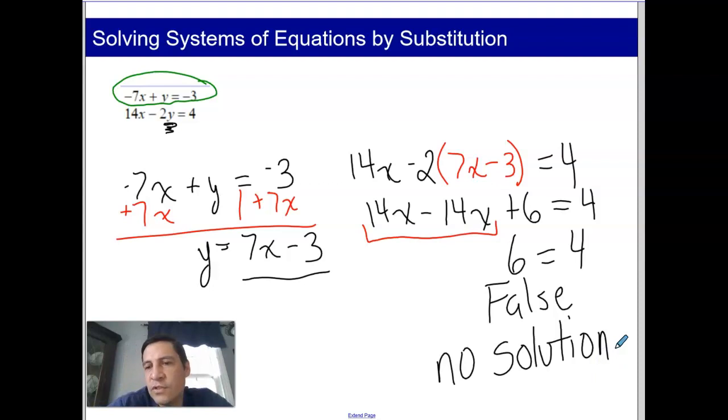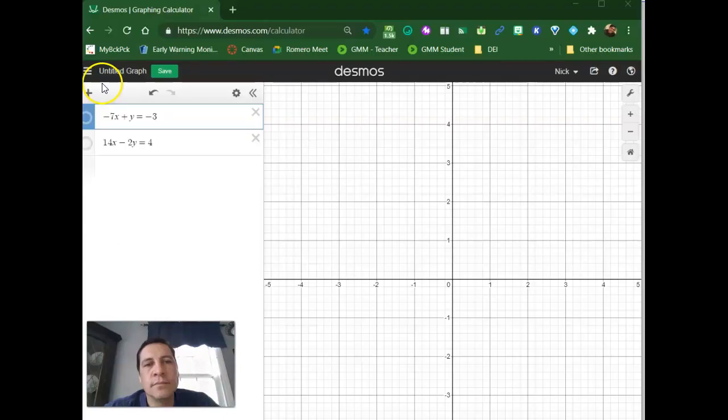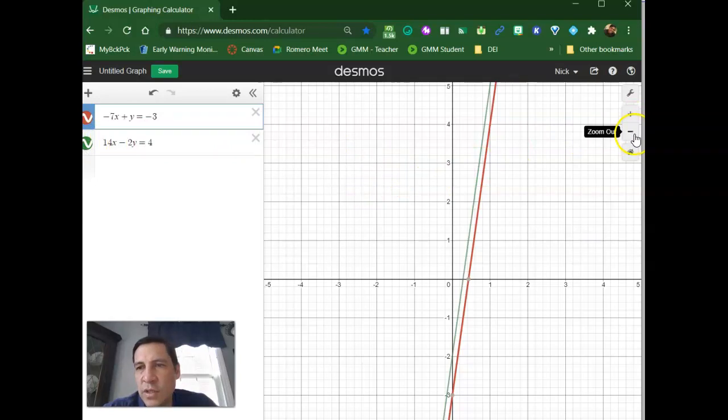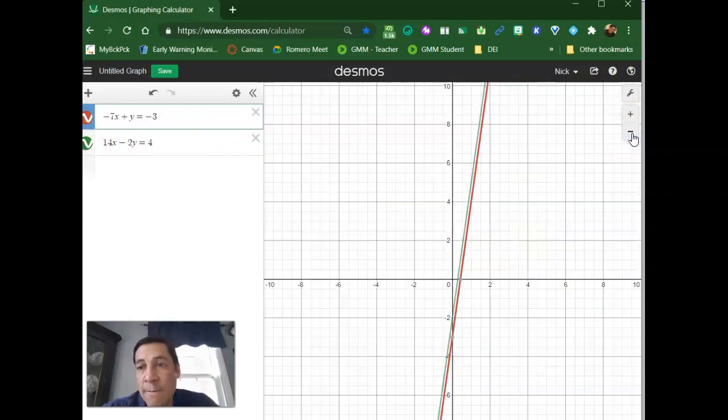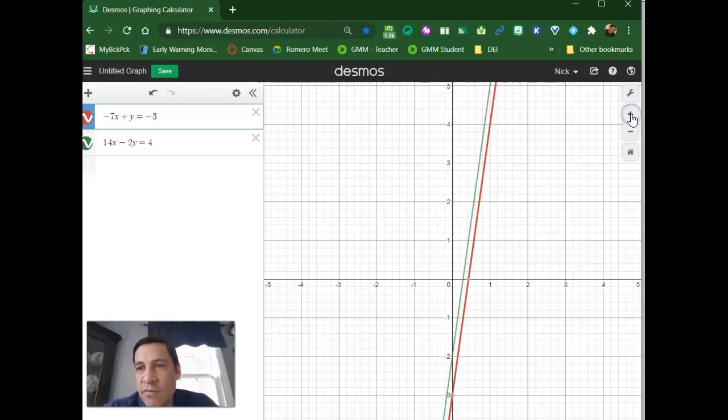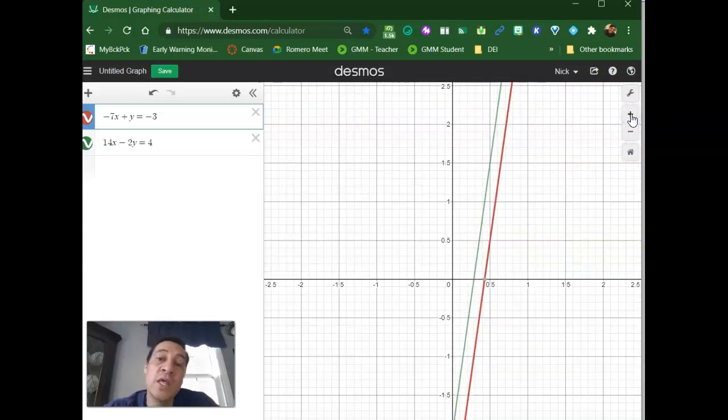If there's no solution to the system, what should I see when I graph? Let's see what happens when we graph this. Here's negative 7x plus y equals negative 3. Here's 14x minus 2y equals 4. You'll notice these two lines are parallel to each other. They are never going to meet. And that's what it means when there's no solution. There's no point on the graph where they will cross.